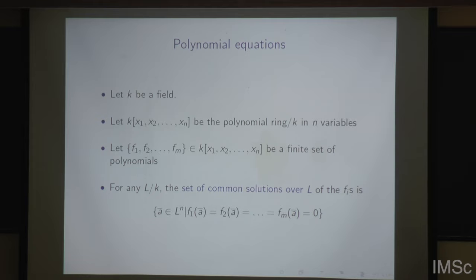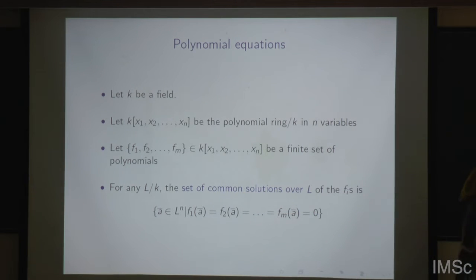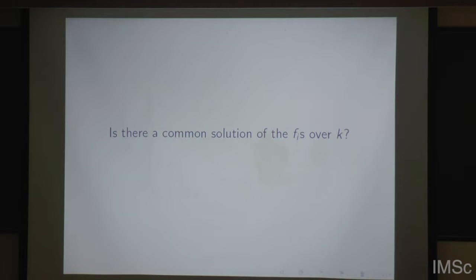So if you have a field extension L over K, then this is what the set of common solutions is, just n-tuples which solve all the equations. So this is the base question: is there a common solution for the polynomials over K?